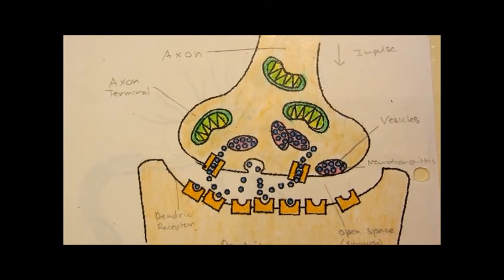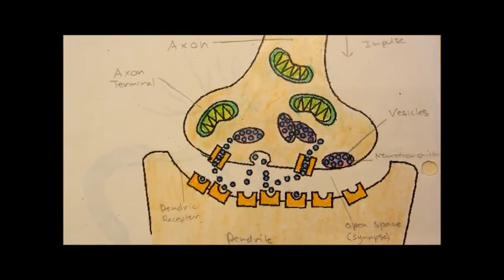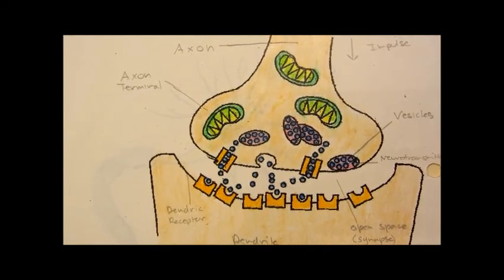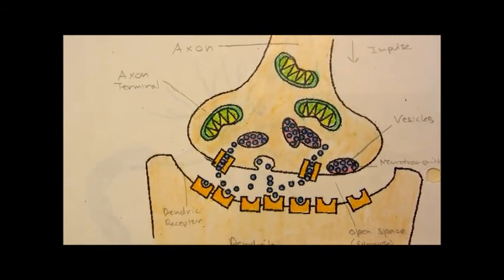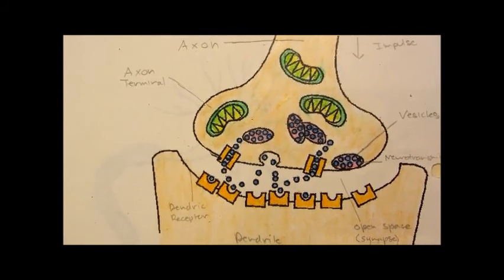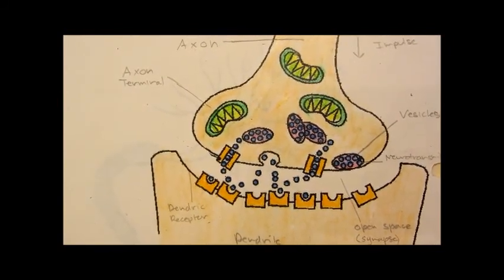The axon terminal is the place at the end of each axon that helps to relay messages. There are thousands of these at the end of each axon. The axon is the part of the neuron that carries messages away from the cell to the dendrites.